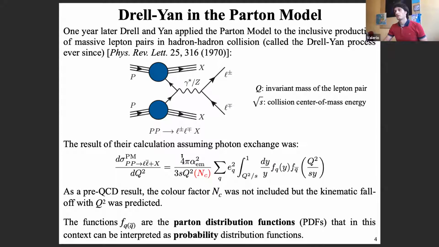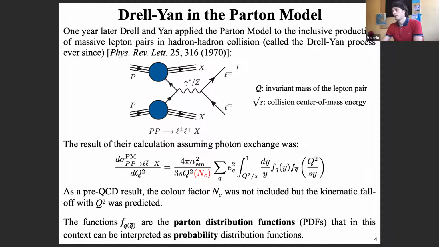The idea of the Bertone model was applied the year after by Drell and Yan in this very nice paper. They applied the Bertone model to the inclusive production of a massive lepton pair in hadron-hadron collisions. This is what we call Drellian today. And here you see a sketch of the process. You have two incoming protons, then you extract a parton from each proton, which we now know to be a quark and an anti-quark. They annihilate into a virtual photon that could also be a Z, but back then they didn't even know that the Z was there.